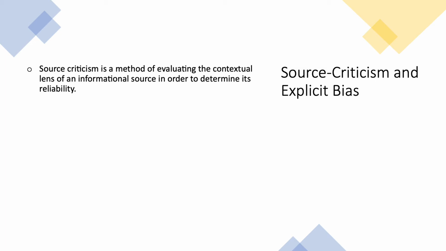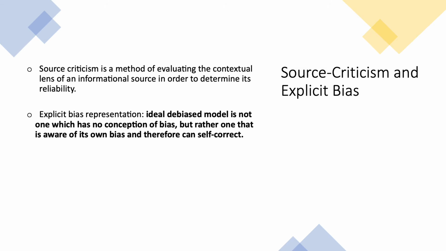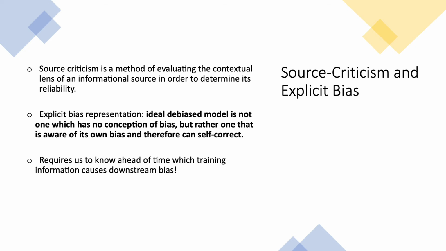And we're still going to read it, but we need to kind of discount some of the problematic ideas contained herein. And this is essentially the inclusion of explicit bias representation, which is an idea that hasn't been explored much in the literature. It's the notion that if we're made aware of the bias ahead of time, we can discount it when we see it. And if we apply this to word embeddings, we get the idea that an ideal debiased model is not one which has no conception of bias, but rather one that is aware of its own bias and therefore can kind of self-correct.